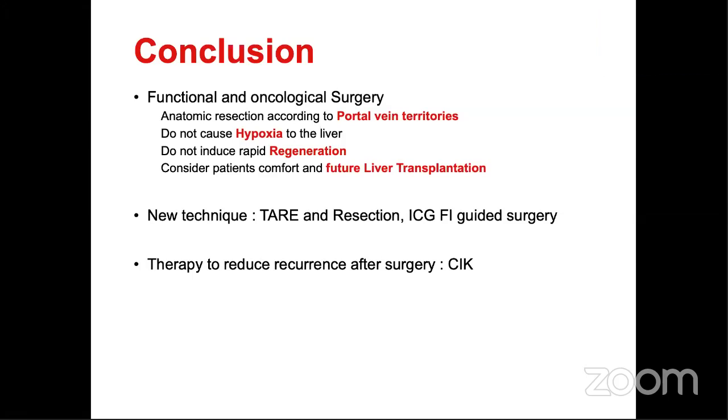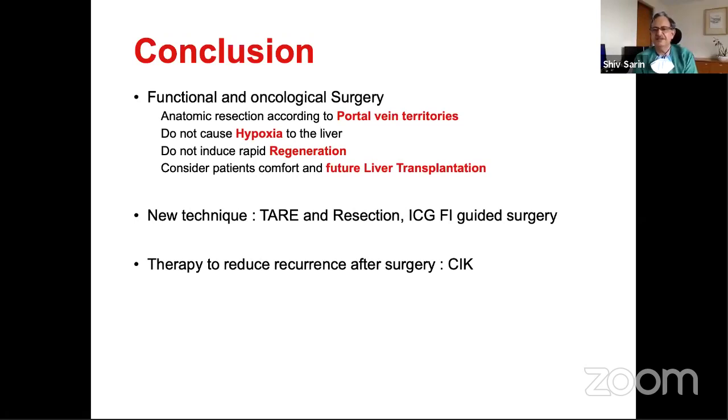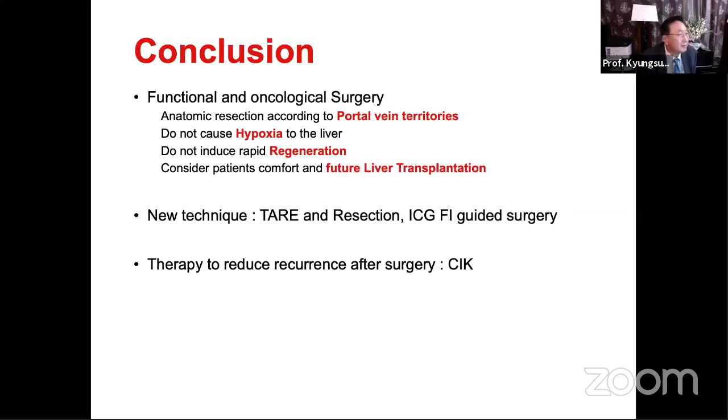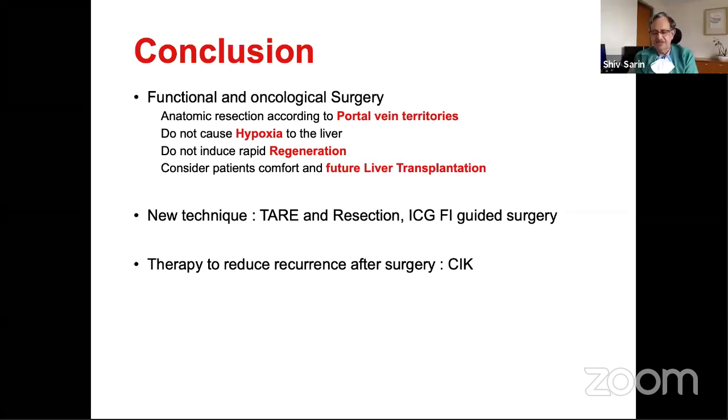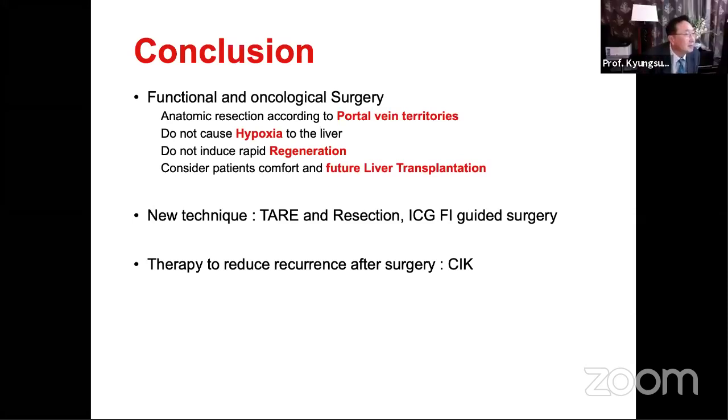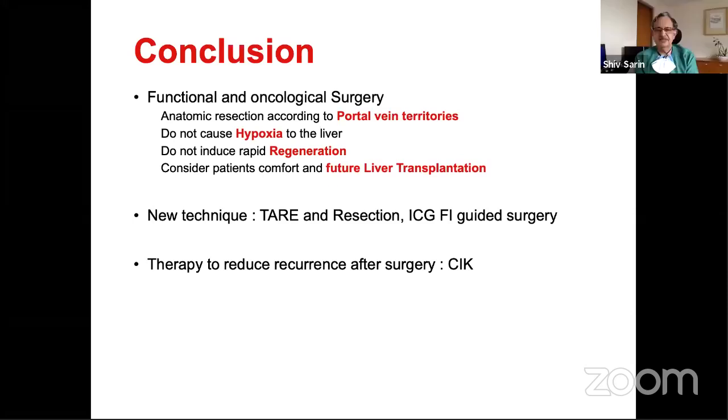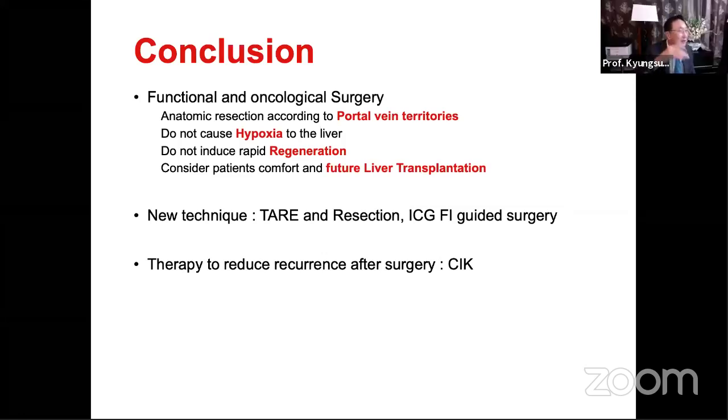Yes, it's nice to see you. This is Dr. Sarin, and I enjoyed the surgical techniques. I'm a medical guy, but I still enjoy the new technique. Can you hear me, Dr. Su? Can you hear me? Yeah, now it's okay. Can you hear me? Yes.